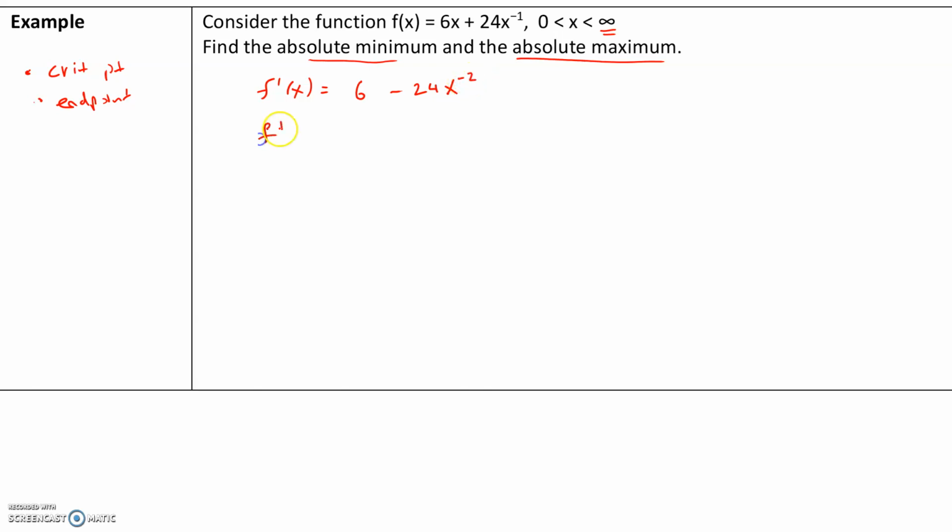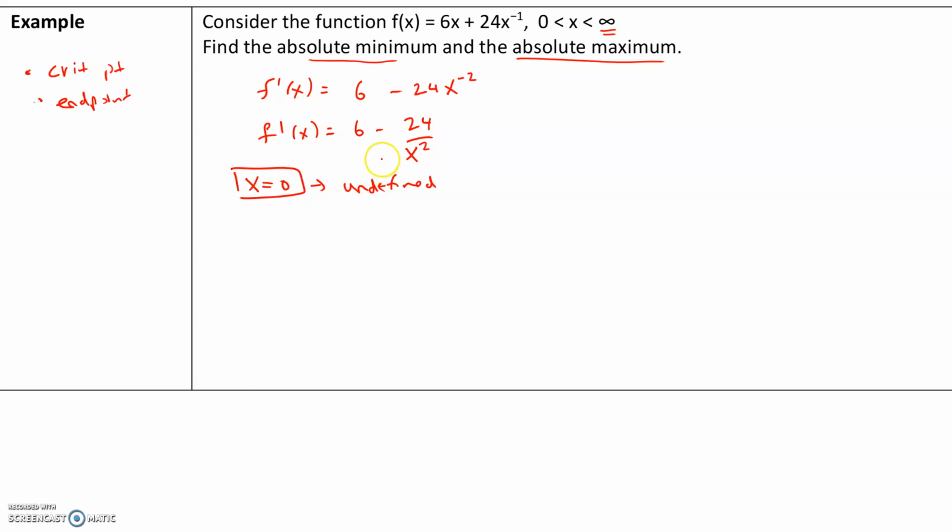We don't want negative exponents, so f prime of x is going to be 6 minus 24 over x to the second power. Now, could this be undefined? Yes, it can be undefined if x equals 0. That makes this function f of x undefined. Therefore, x equals 0 is a critical point.